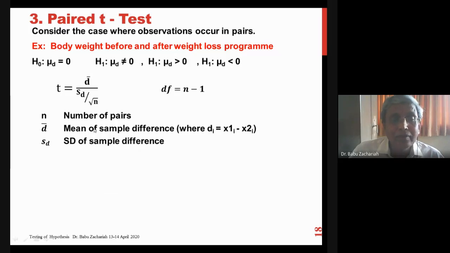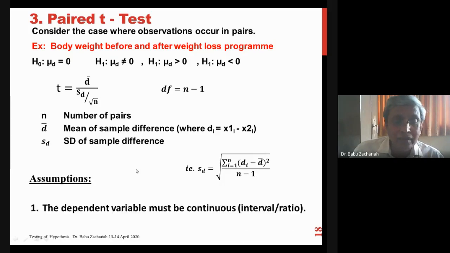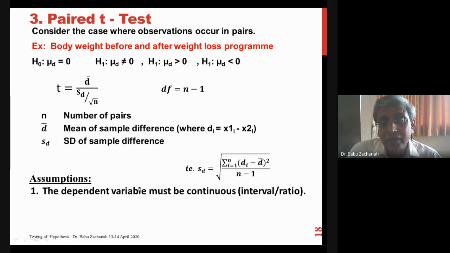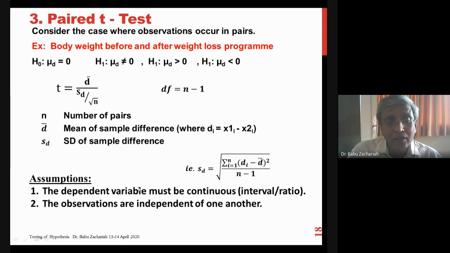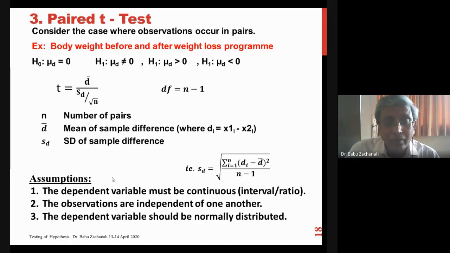D bar is the mean of the sample difference, and SD is its standard deviation. This is the formula to calculate that. The assumptions are that the dependent variable must be continuous. That is important. Observations are independent of one another. And third, the dependent variable should be normally distributed.